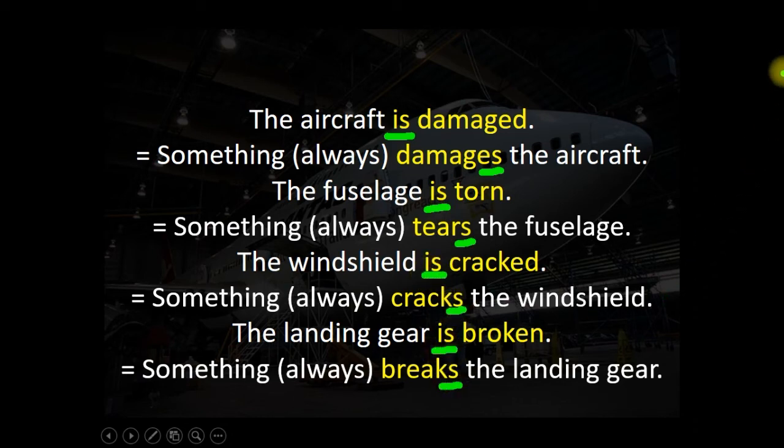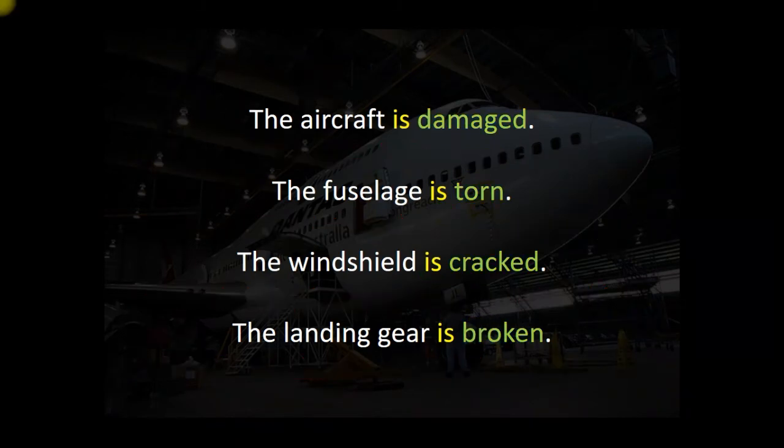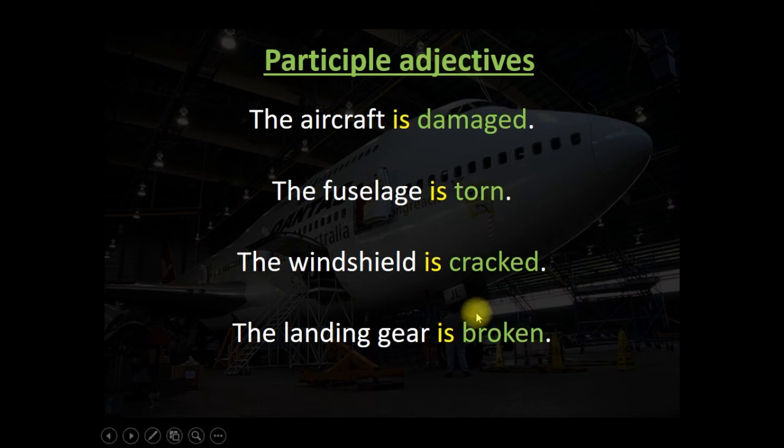But like we said, in this case, we're not really talking about passive voice. What we can think about these are what we call participle adjectives. We can take the past participle verb, like damaged, torn, cracked, and broken, and we use them as an adjective. And the adjective is just describing the aircraft at the moment. So the aircraft is damaged is talking about the state of being right now.